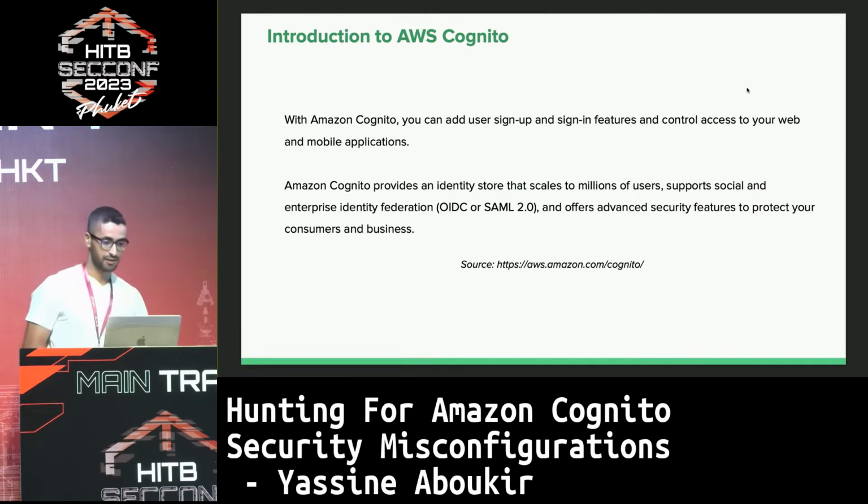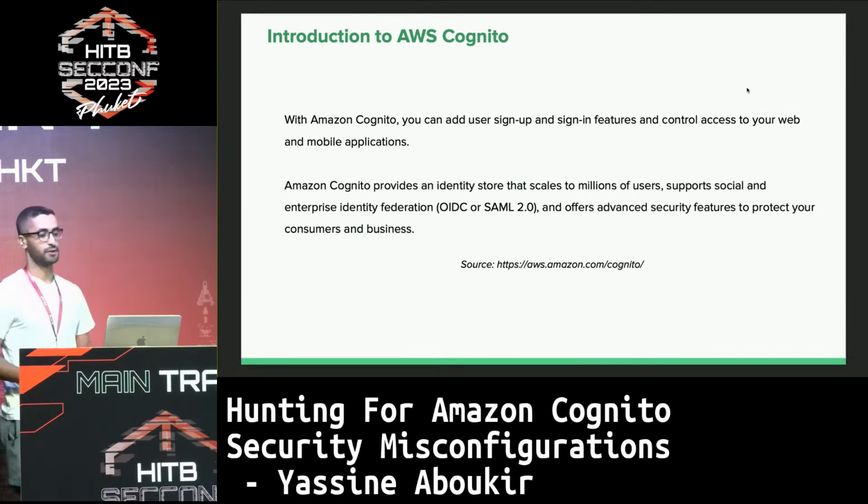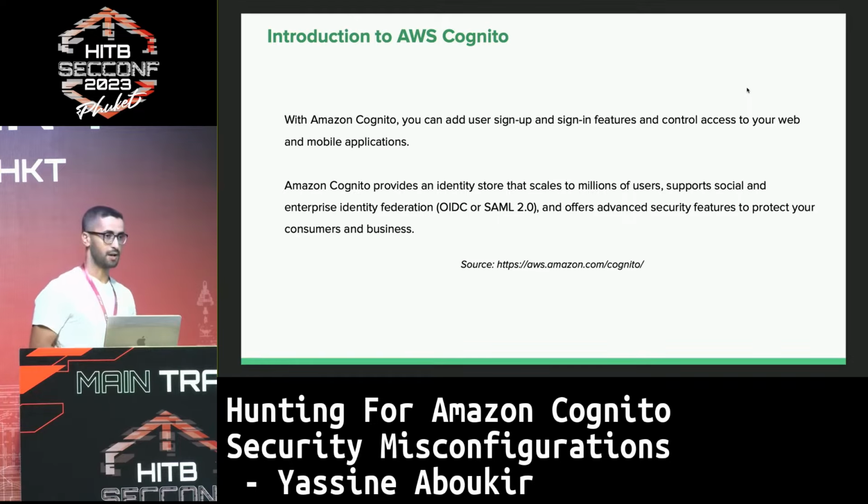So let's get into it. Let me introduce you to AWS Cognito briefly. As I mentioned earlier, AWS Cognito is a cloud solution for handling the authentication and authorization part of the application. It allows you to add sign up and sign in features, as well as manage authorization across your application.